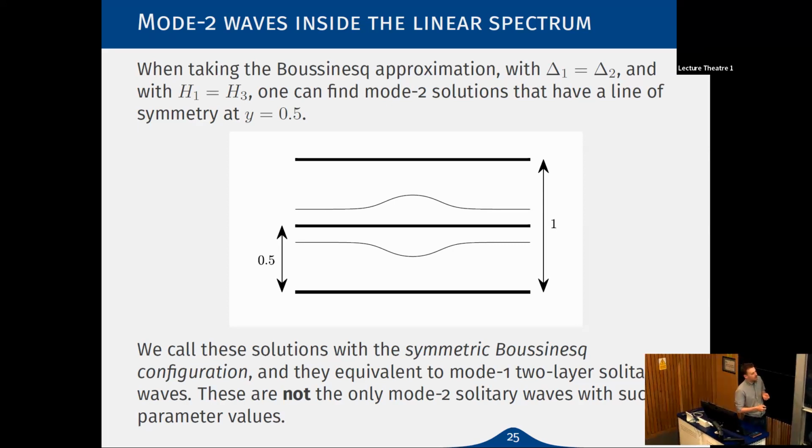This is essentially a mode 1 solitary wave of a 2-layer problem, using the Schwarz reflection principle, reflecting it across the wall, where you have the stream function constant, imaginary function. You can reflect it across the wall and get this upper part here. This is always going to be a flat solitary wave, this reflection. We call this configuration a symmetric Boussinesq configuration, and they are equivalent to mode 1 2-layer solitary waves. They're not the only solitary waves with such conditions, okay? You can find solitary waves that have H1 equals H3, delta 1 equals delta 2, but don't have this midline symmetry. But they're a good starting point to look for other ones.